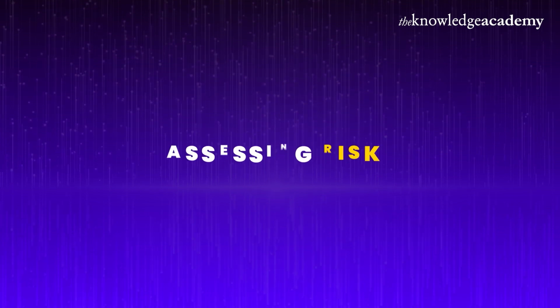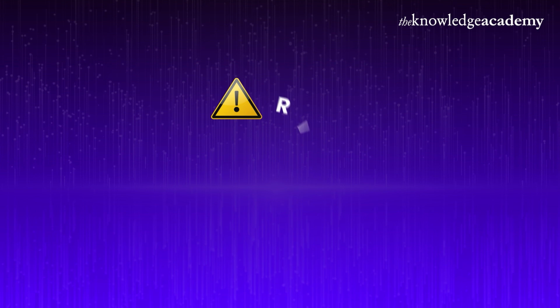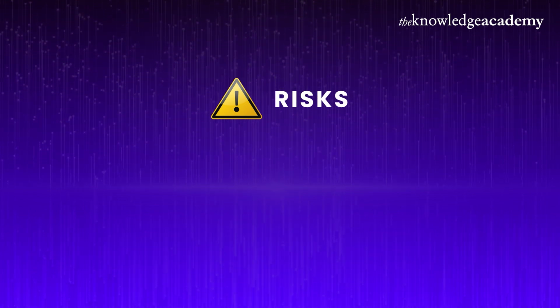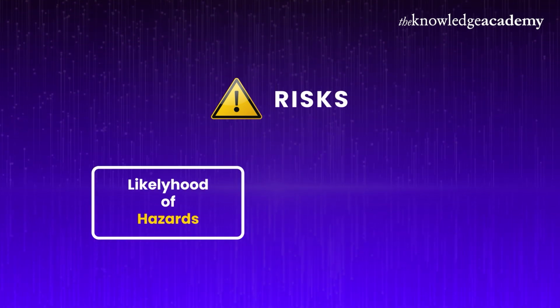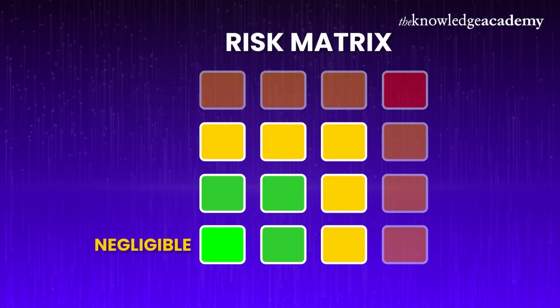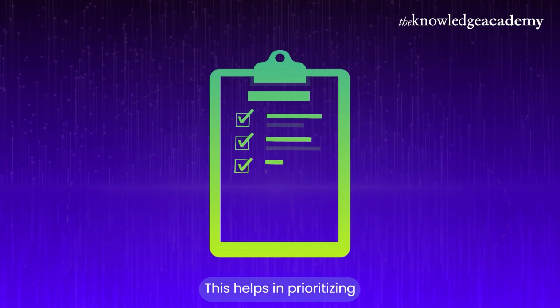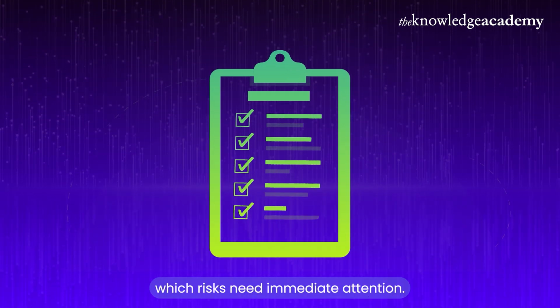Step 2. Assessing risks. Once you've identified the hazards, it's time to evaluate the risks. This involves considering the likelihood of each hazard causing harm and the severity of the consequences if it does. Use a risk matrix to categorize the risks as low, medium, or high. This helps in prioritizing which risks need immediate attention.